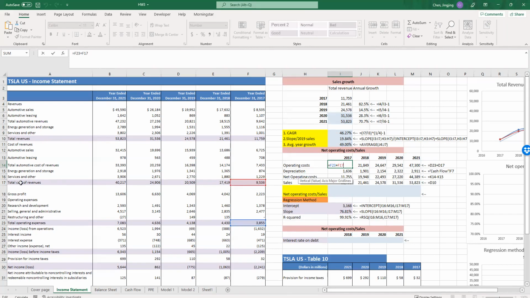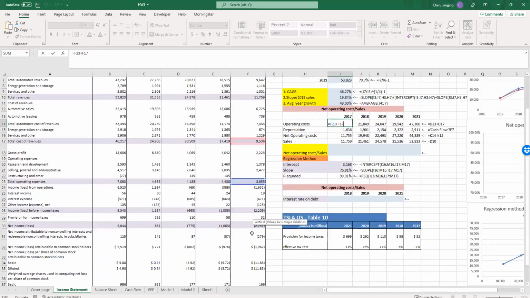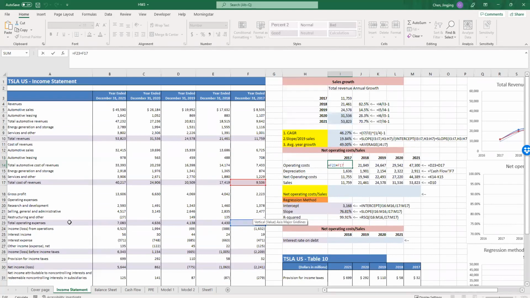There is one item right next to total revenues called total cost of revenues. This cost is directly related to revenues, so we can treat this as the operating cost. And then here, we also have operating expenses. Add these 2 together, and that will be the operating cost. So enter, and we get 5 different numbers from 2017 to 2021.